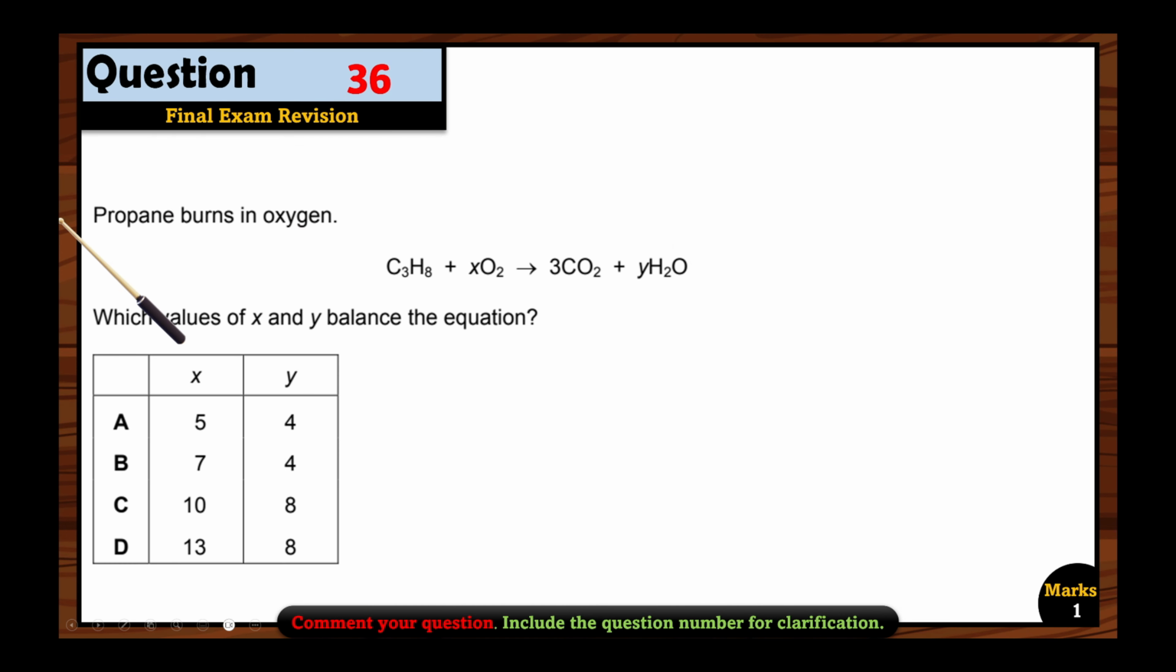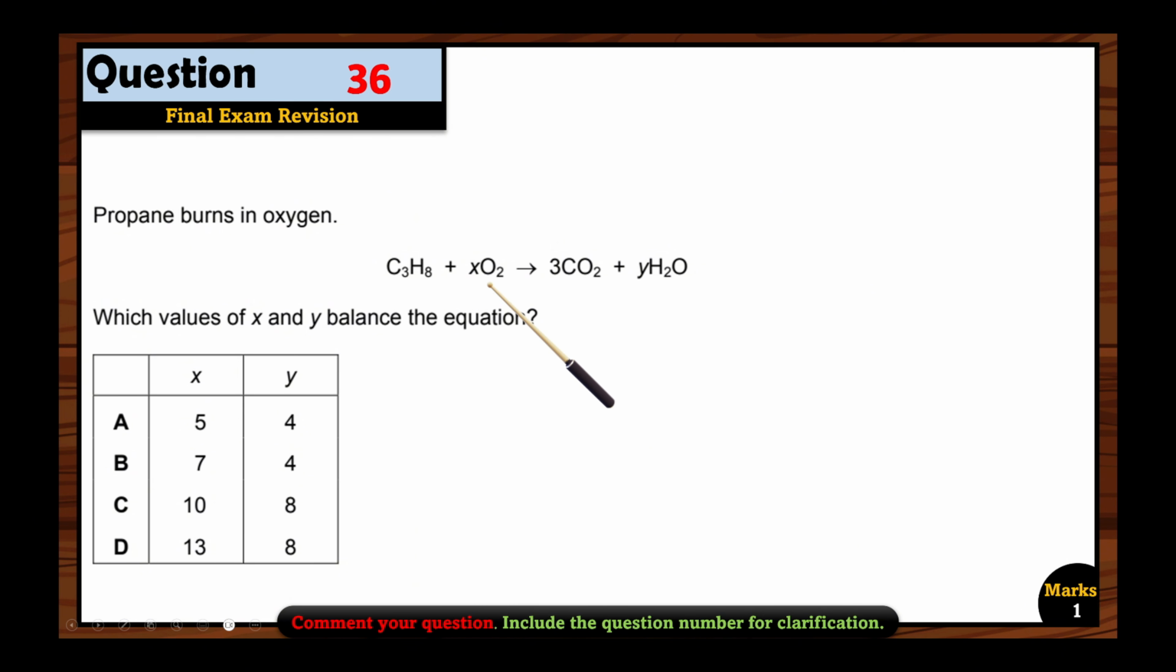Question 36. Propane burns in oxygen, right? Which values of x and y balance the equation? Now let's see again. Carbon, are we sure about carbon? How many carbon do we need? Okay, they are not asking about carbon. So the main question is about hydrogen and oxygen. Carbon we already know. Hydrogen and oxygen are the ones that need x and y, right? Here we need x for oxygen and here for the water.